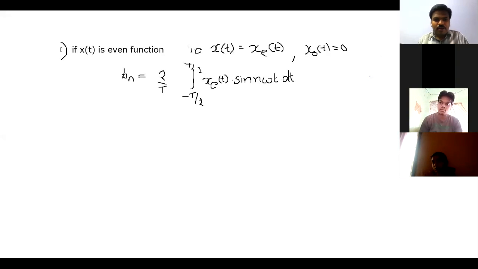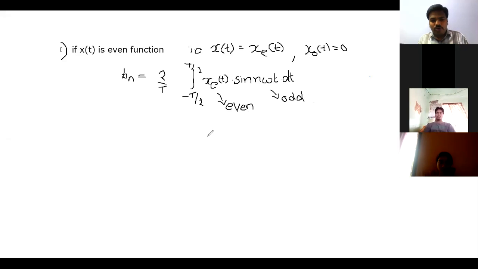Sorry students. So Bn is equal to 2 by T integral from minus T by 2 to T by 2 of x e of t into sine omega t into dt. Here x e of t is an even function and sine omega t is an odd function. So what is the value of the integral of the product of an even function and an odd function?